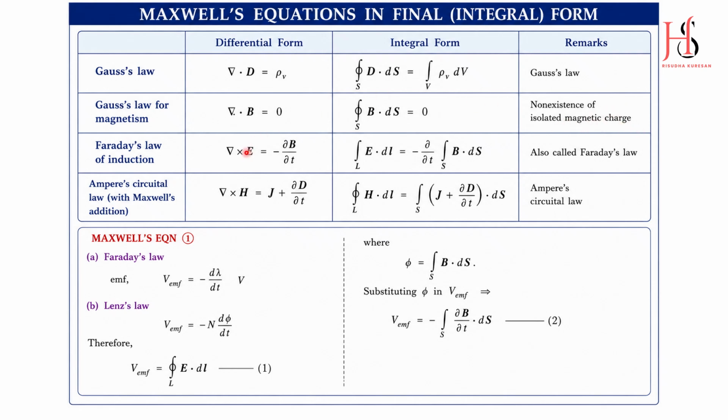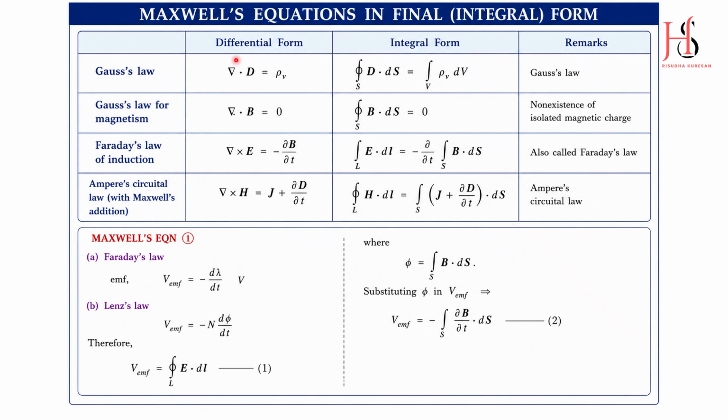The third law, also called Faraday's law, is expressed in differential form as del cross E is equal to minus dou B by dou t, and in integral form as the closed line integral of E dot dl is equal to minus dou by dou t of the surface integral of B dot ds, that is, converting the line integral to a surface integral. The fourth law was derived from Ampere's circuital law. In differential form, it is del cross H is equal to J plus dou D by dou t, and in integral form, the closed line integral of H dot dl is equal to the surface integral of J plus dou D by dou t dot ds.